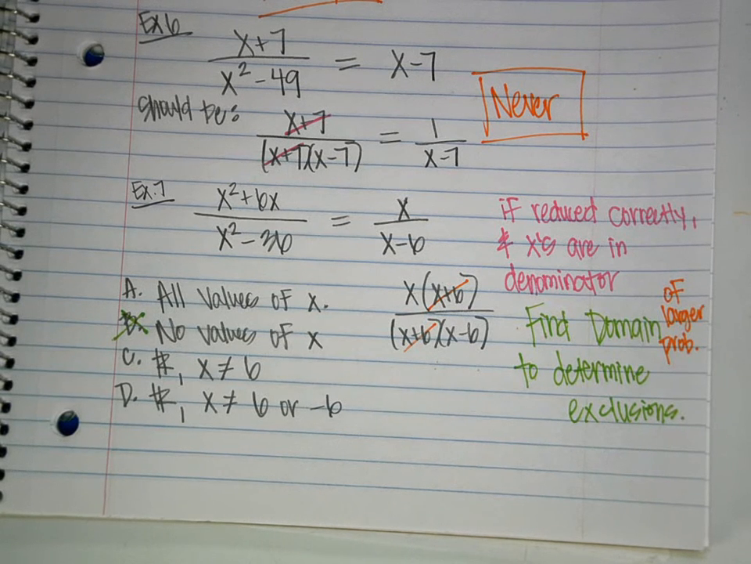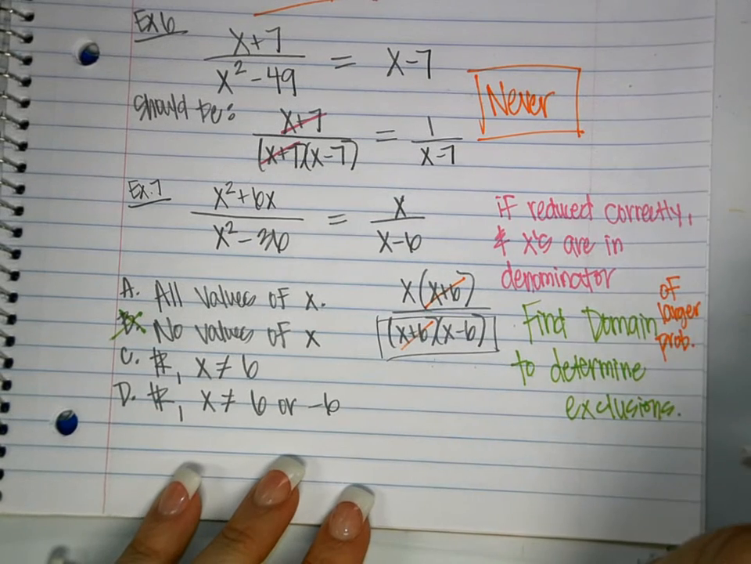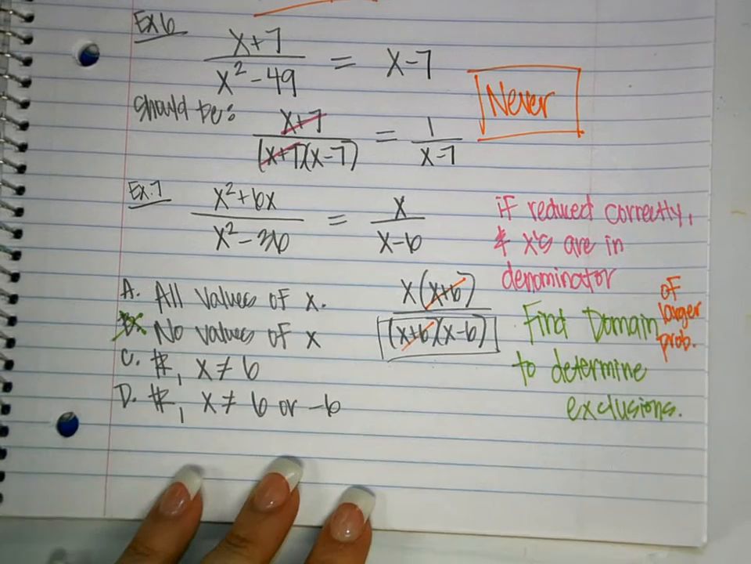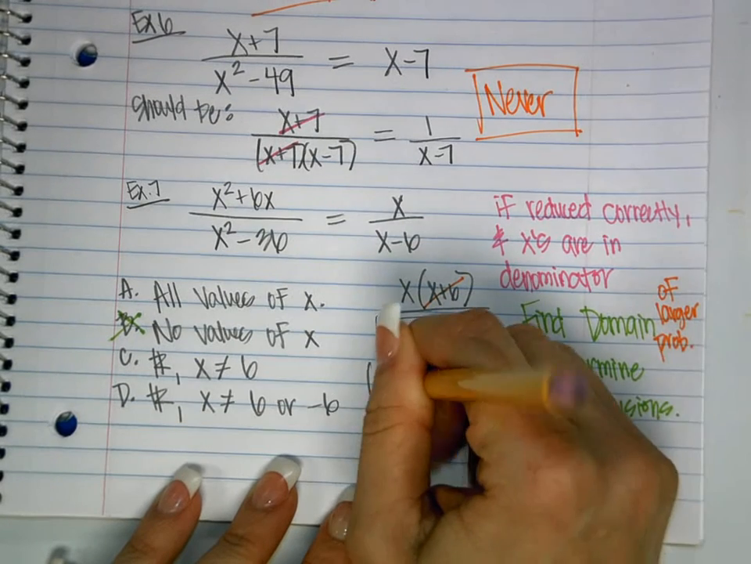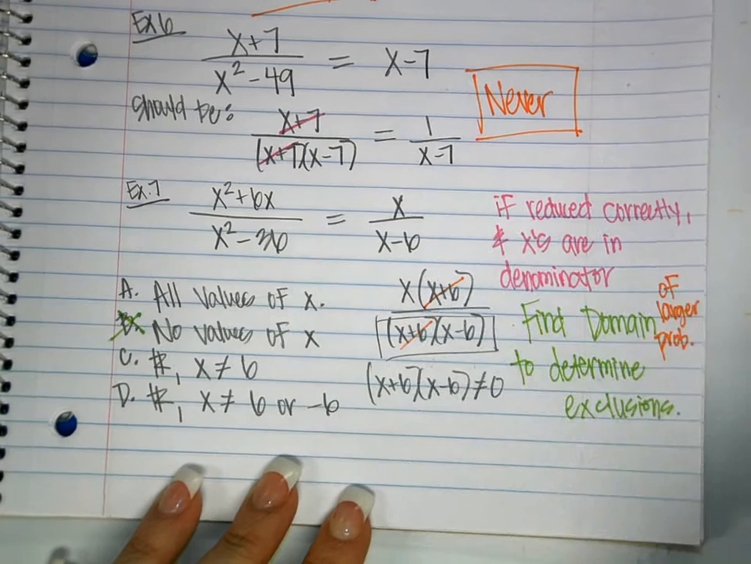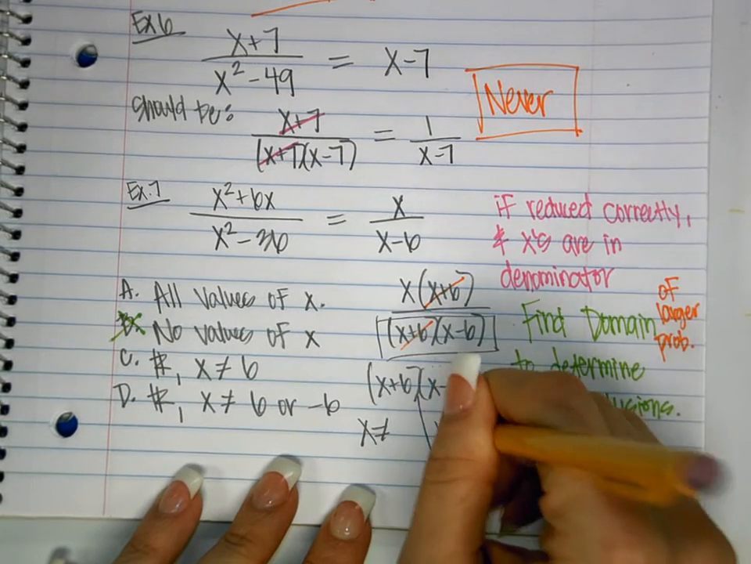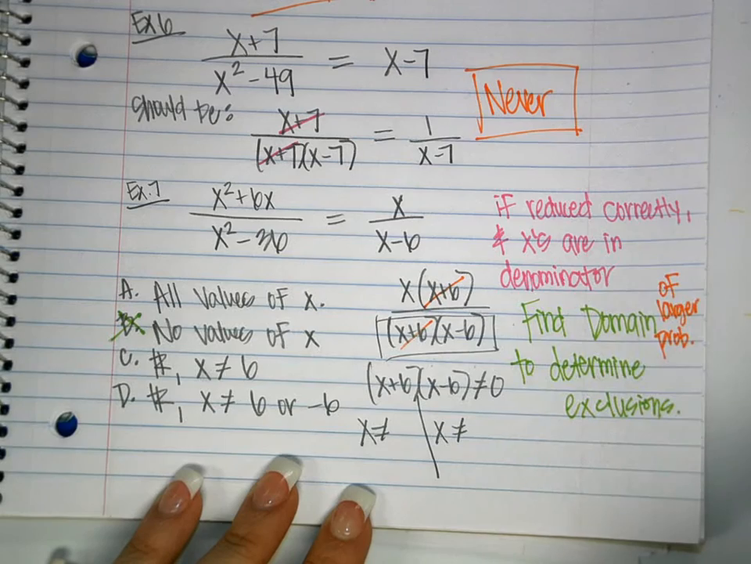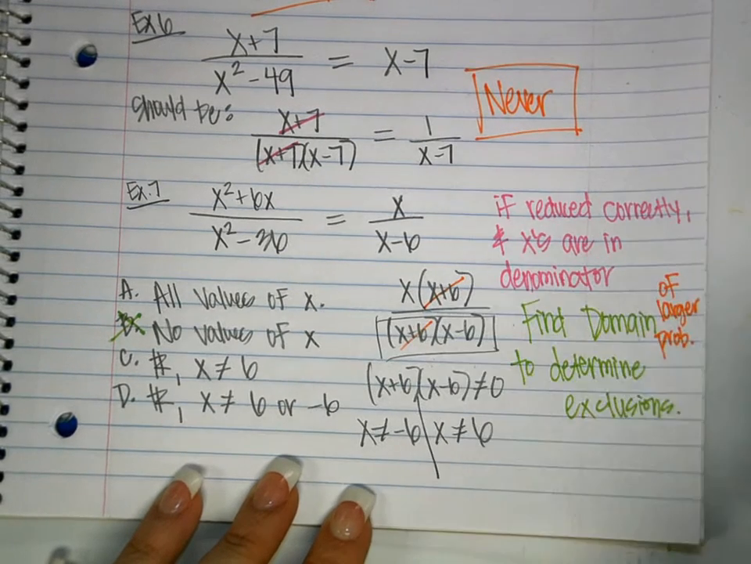0. So all you really have to do is set the denominator equal to 0 to figure out what x cannot equal. Okay? So basically, I don't want x plus 6 or x minus 6 to equal 0. So how do I solve? That would be x cannot equal what two numbers? 6. Negative 6 or positive 6.